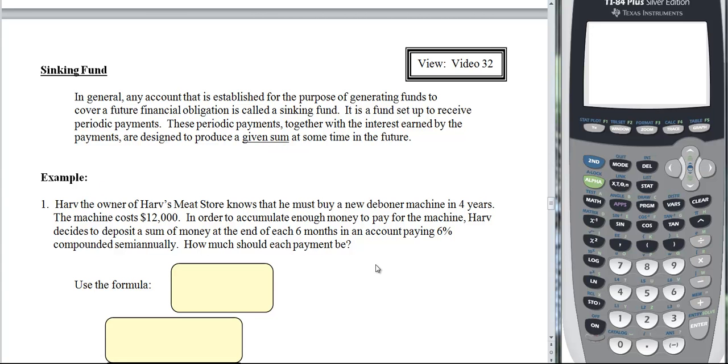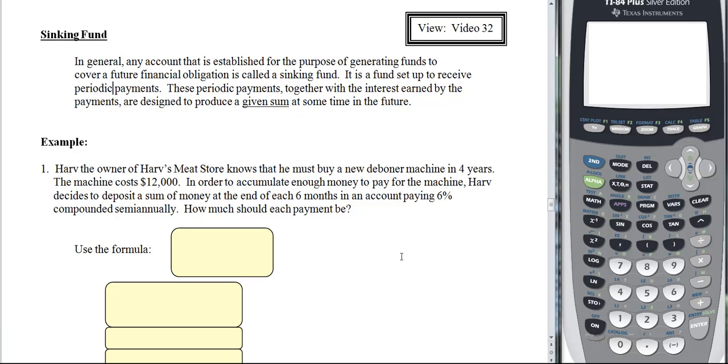First example, Harv is the owner of Harv's Meat Store. He knows that he must buy a new deboner machine in 4 years. The machine costs $12,000. In order to accumulate enough money to pay for the machine, Harv decides to deposit a sum of money at the end of each 6 months in an account paying 6% compounded semi-annually. How much should each payment be?